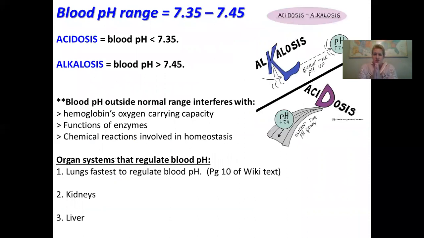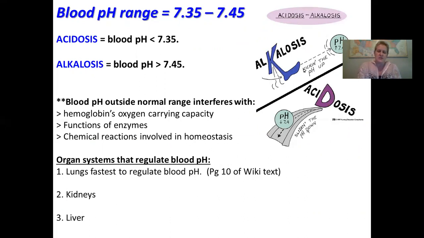So, pH. Blood pH ranges from 7.35 to 7.45. That's pretty darn narrow, okay? If your blood gets below that, it's called acidosis and it's bad, practically an emergency. If your blood rises above the 7.45, that's called alkalosis. That's equally bad and as much of an emergency.